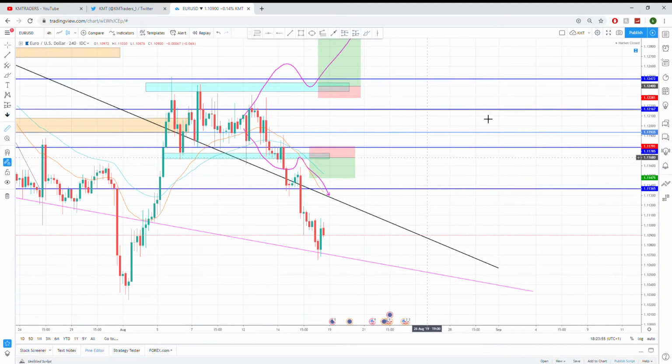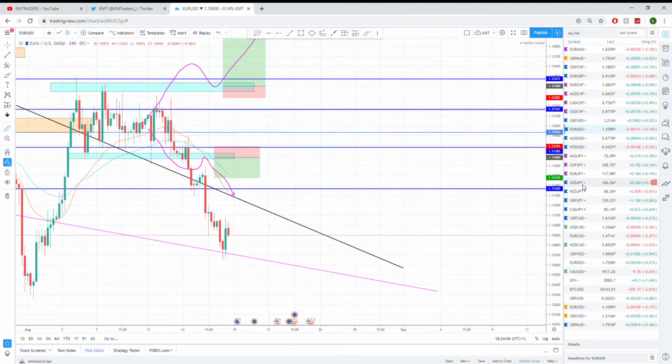That's all for Euro USD. Notice that we didn't break out anywhere to the top, so obviously momentum continued to the downside. Moving on to USDJPY.